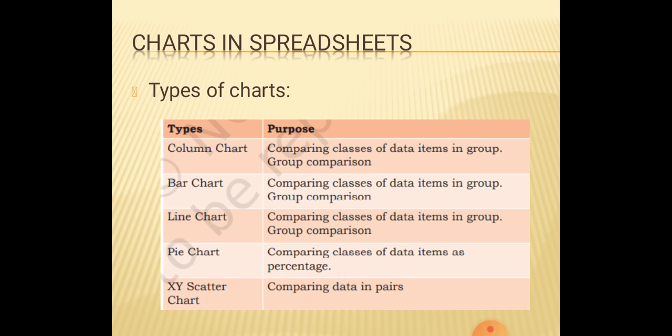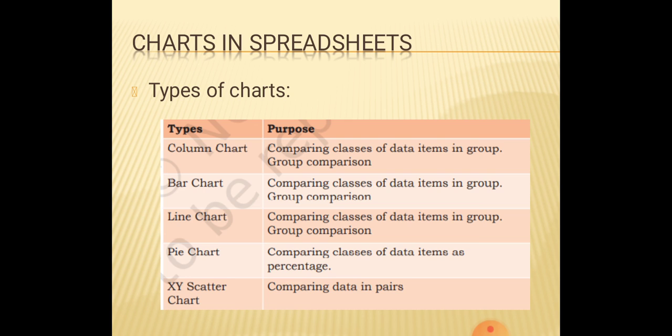Next one is charts in the spreadsheet. Charts are the ones which make you picturize your content, right? There are different types of chart: column chart, bar chart, line chart, pie chart, and XY scatter chart. Column chart is nothing but it will have X and Y axis, as we all know that. It will be comparing classes of data items in groups. So a column chart is grouping the data by comparing it.